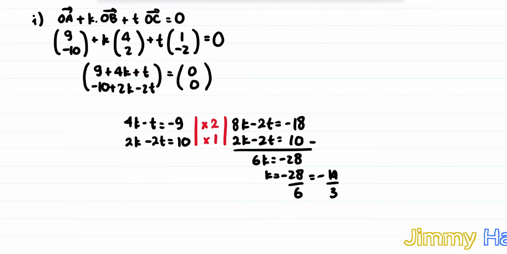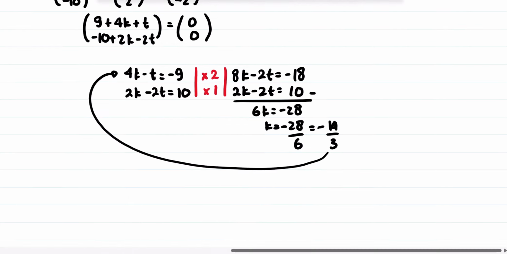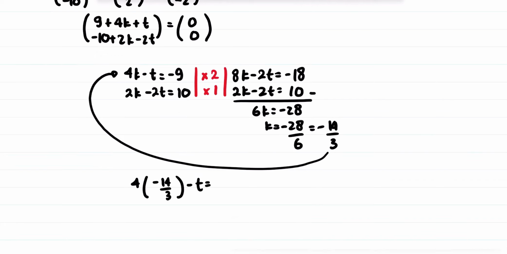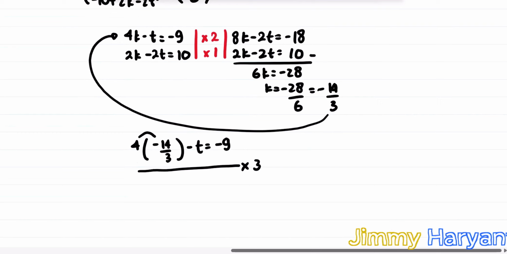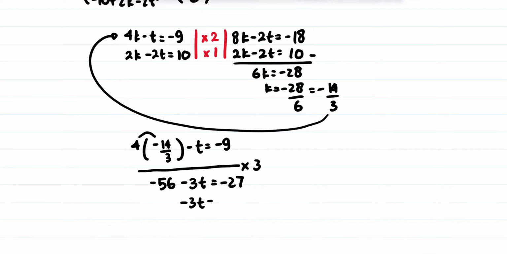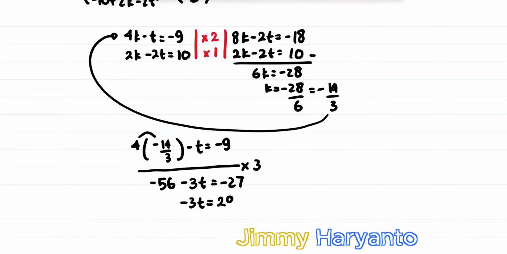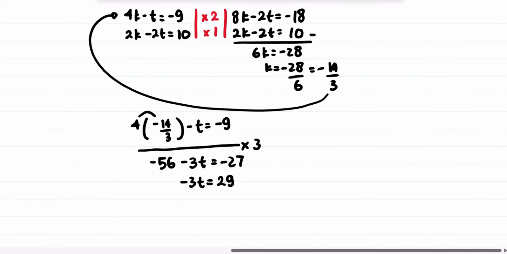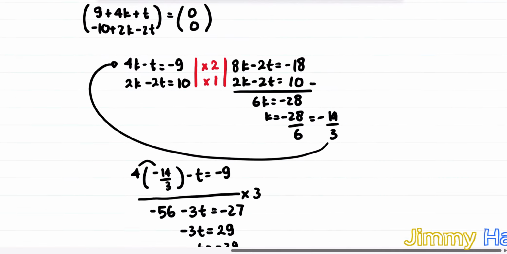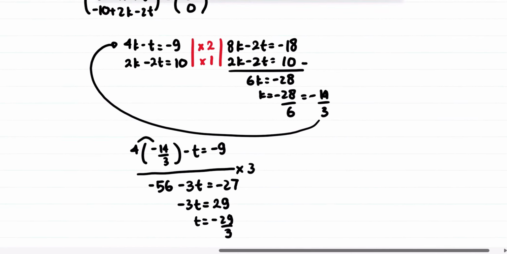So let's use this one instead. So 4 times (-14 over 3) minus t equals -9. And then I will multiply them by 3. I will have -56 for this one, -3t, equals -27, so -3t equals -27 plus 56. It's 29. So t equals -29 over 3. Let's hope that I don't make any mistakes. The numbers are so bad.